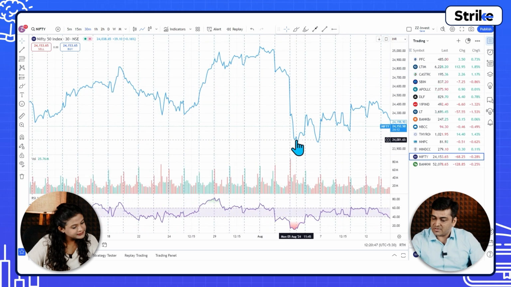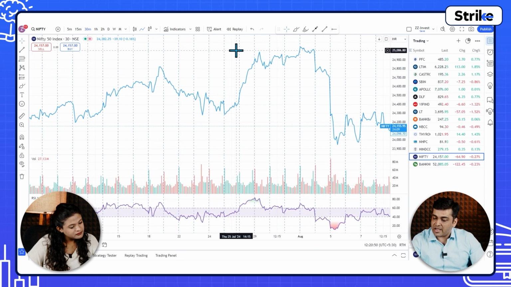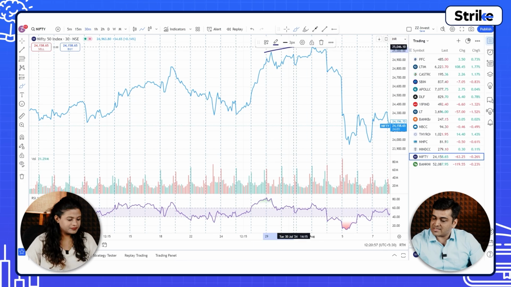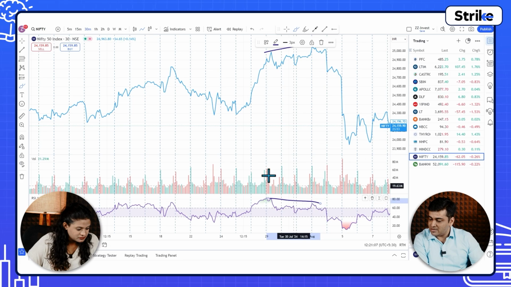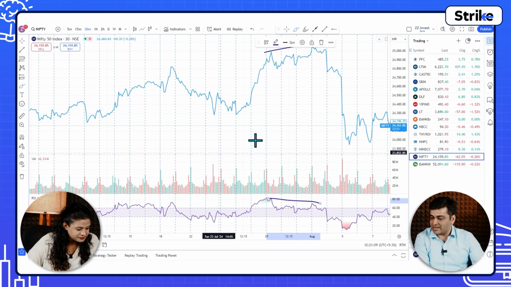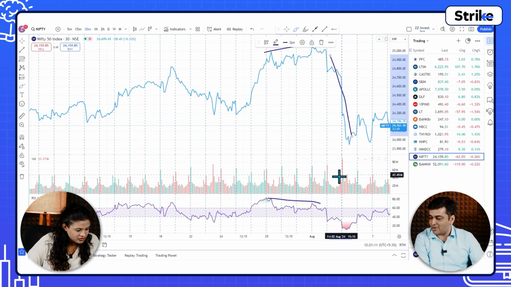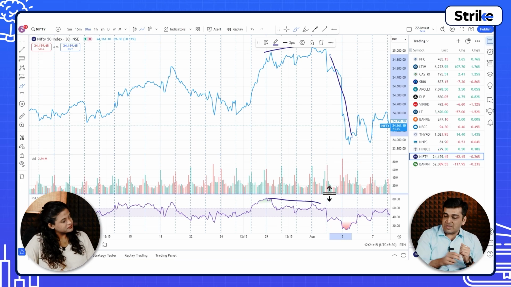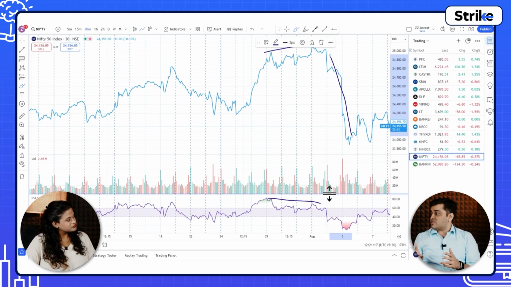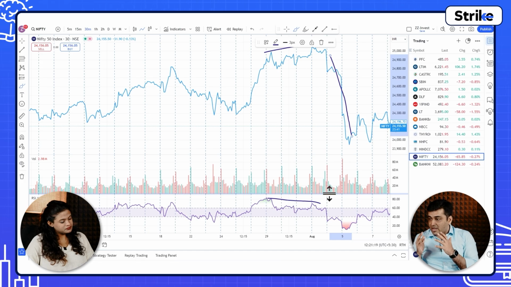So here we have, see, prices have made a higher high. See over here, prices have made a higher high. Yeah, this is a higher high, but look at the RSI. RSI has made a lower high, creating a bearish divergence, and look at the fall. Look at the fall. So when you spot these, be they traders or investors, they have to be alert.